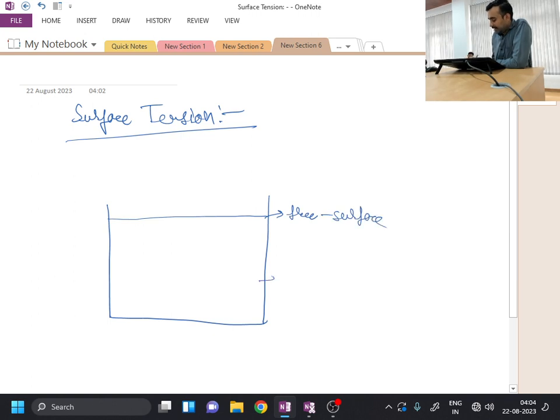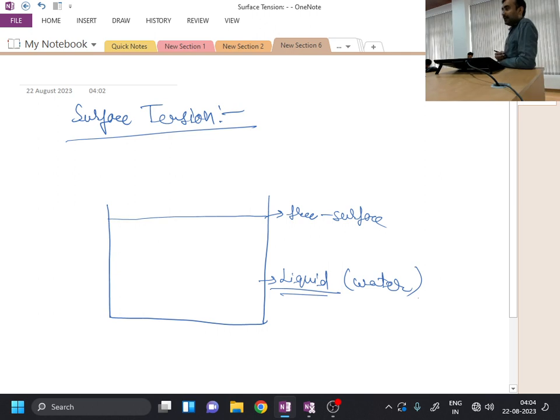Okay, and inside this, say I have liquid. Now this liquid, you can take any liquid, say for the time being I am considering it as water. Okay, now what will be happening, I will be having a number of molecules over here.